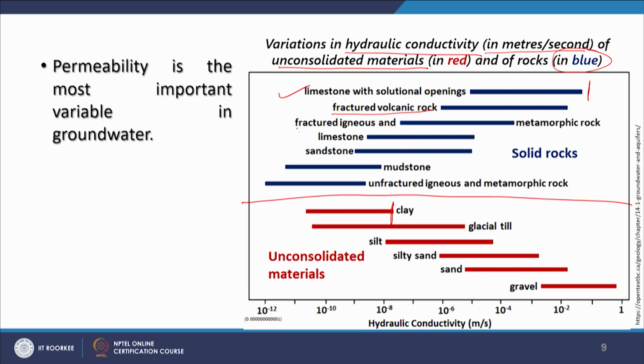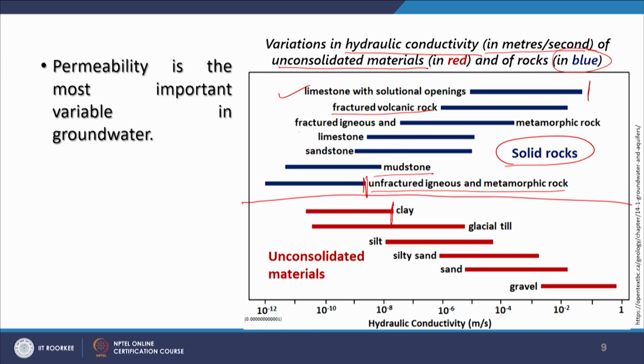Then fractured igneous rocks are there, metamorphic rocks; remember that a large part of India is occupied by fractured volcanic rocks, fractured igneous and metamorphic rocks, limestone, sandstones, these are all solid rocks. Then mudstones will have a low hydraulic conductivity, and unfractured, unweathered, very solid igneous and metamorphic rocks will have even lower hydraulic conductivity.